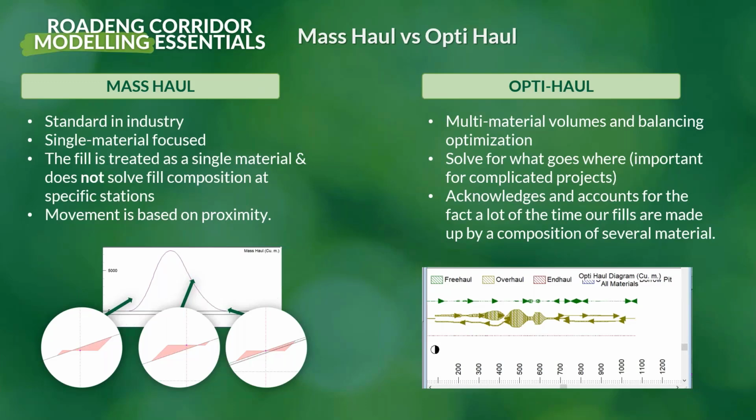So the Opti-Haul is multi-material, so it's handling and tracking each material separately and balancing them. And it really solves the very complicated question and problem of what goes where, what gets included in this part of your road, where does it come from, and how are those expansion and compaction factors applied to that specific material, and how is that fill comprised. So it's really, really detailed, and it acknowledges and accounts for the fact that there are predominantly composition fills that can happen in these projects, and it's really solving for that.